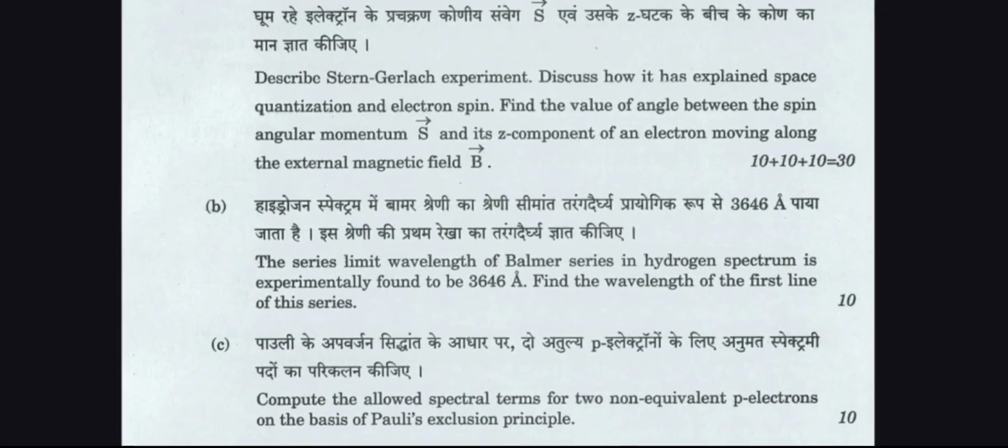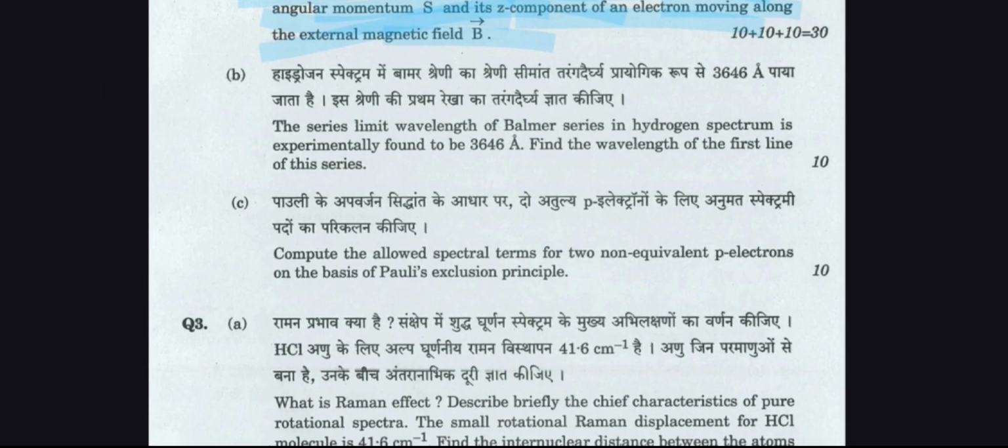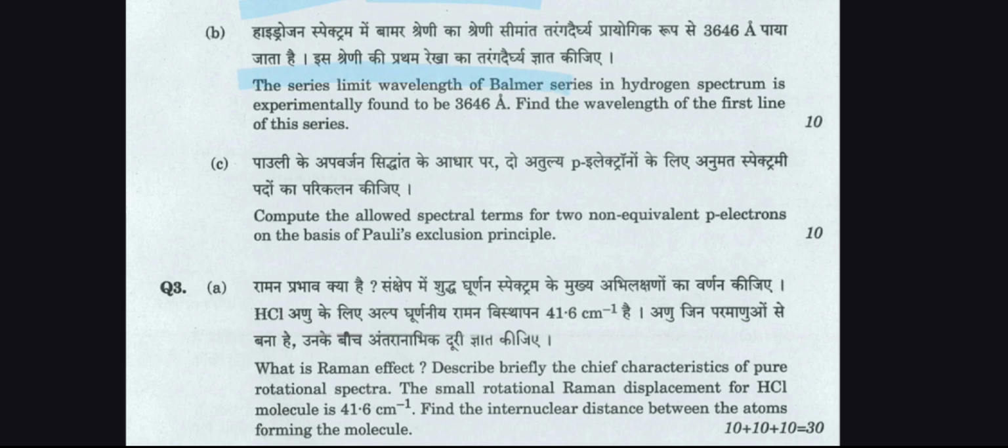Question 2 is here. Describe the Stern-Gerlach experiment. Discuss how it explains space quantization and electron spin. Find the value of the angle between the spin angular momentum S and the Z component of the electron moving along the external magnetic field B. Question B is here. The series limit wavelength of the Balmer series in a hydrogen spectrum is experimentally found to be 3646 angstrom. Find the wavelength of the first line of the series. Question C.